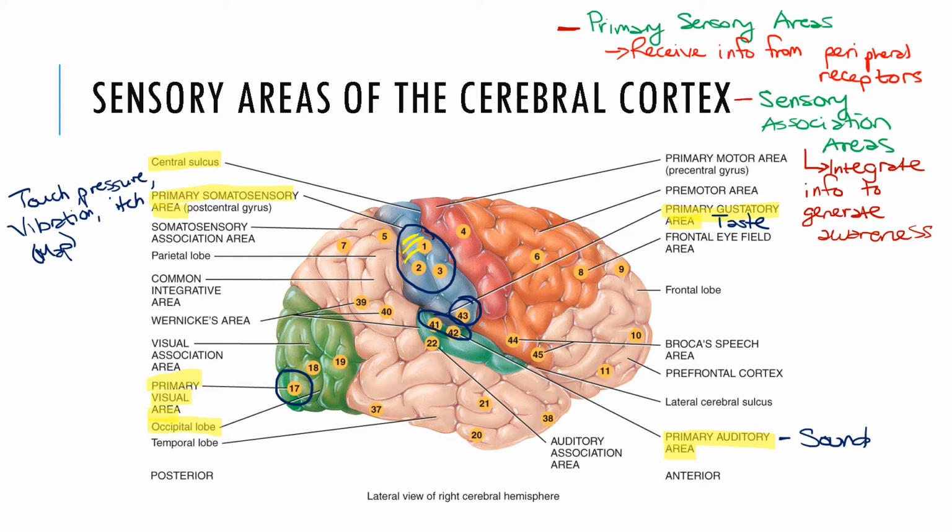And then lastly is the primary olfactory area. So this is located in the temporal lobe on the medial aspect, and so we can't actually see it visible in this picture. But the primary olfactory area, it's in the medial temporal lobe. And so this primary olfactory area is going to receive impulses for smell, and it's also involved in smell perception.